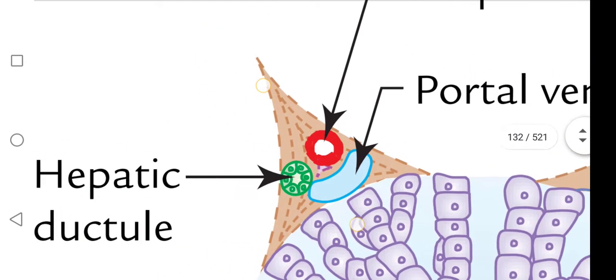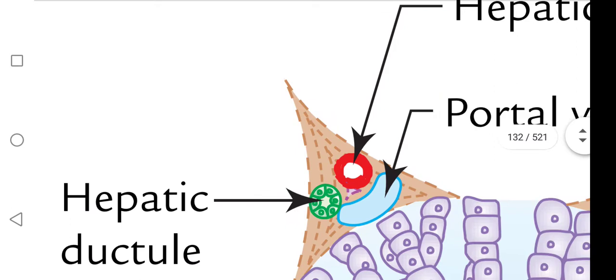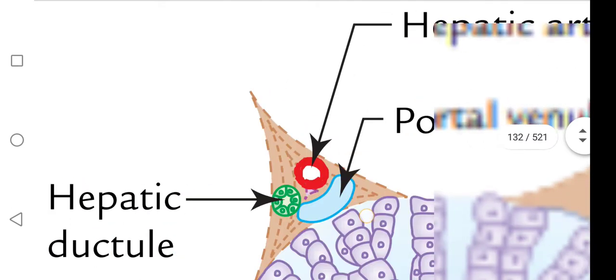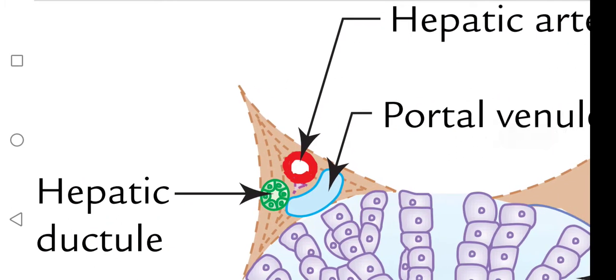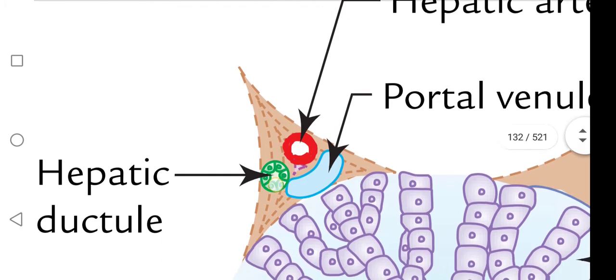See, this is the triad. And this triad consists of hepatic ductule, hepatic artery and portal vein.